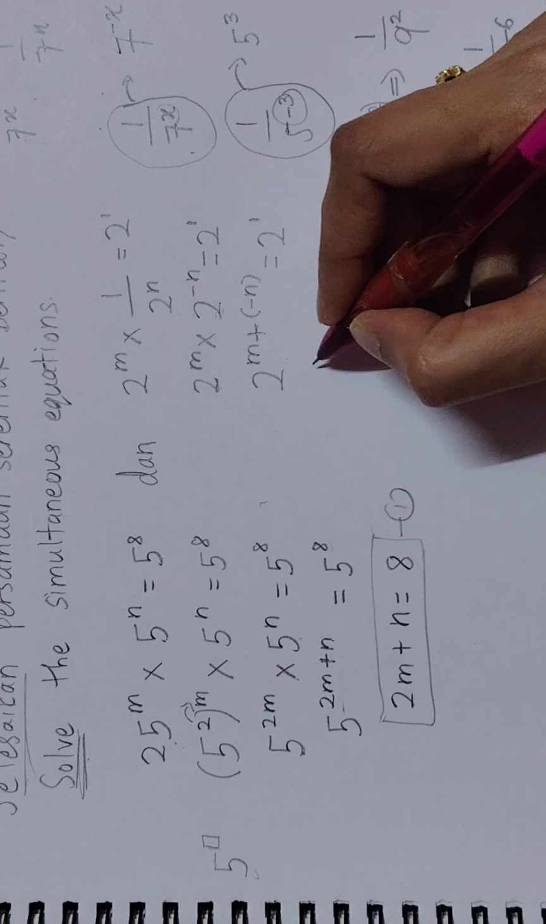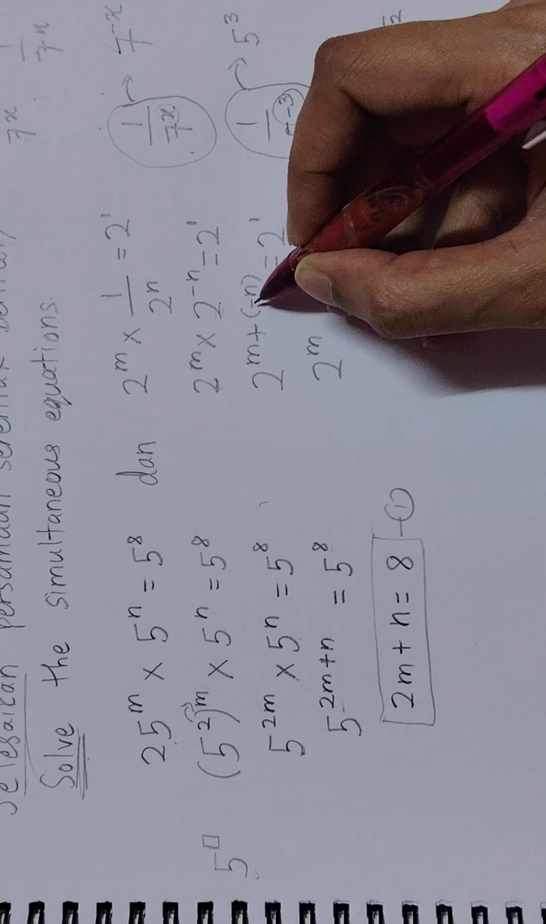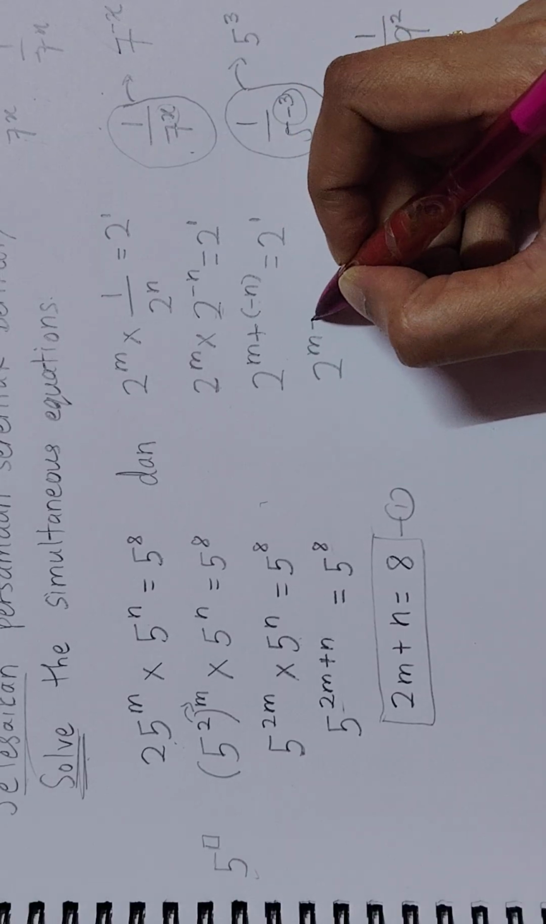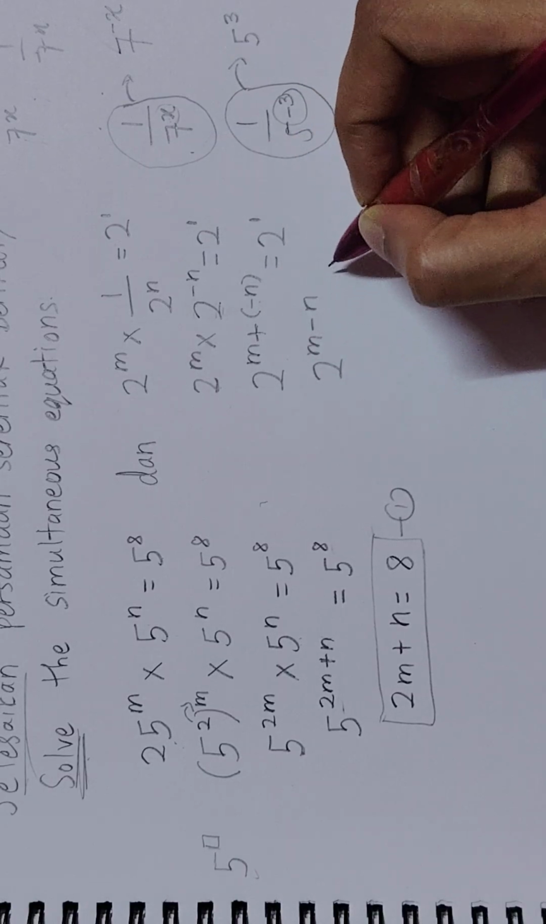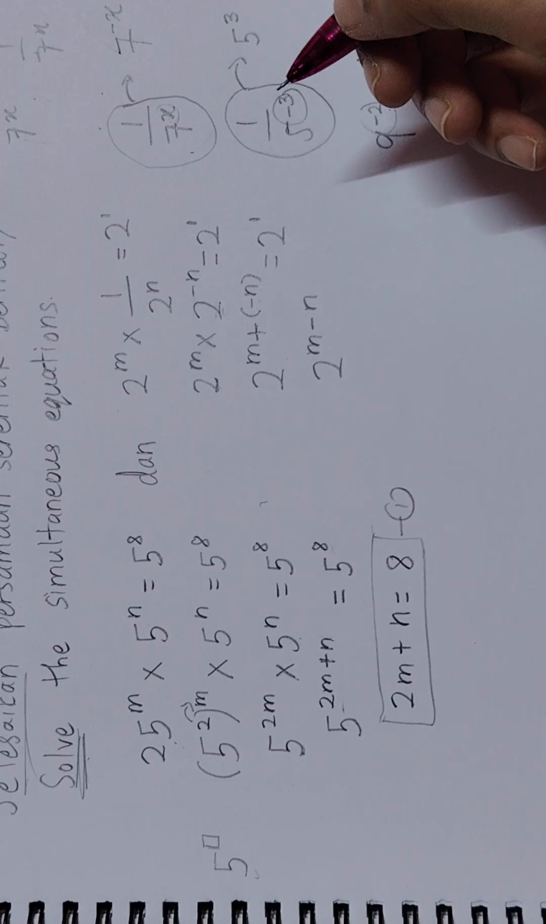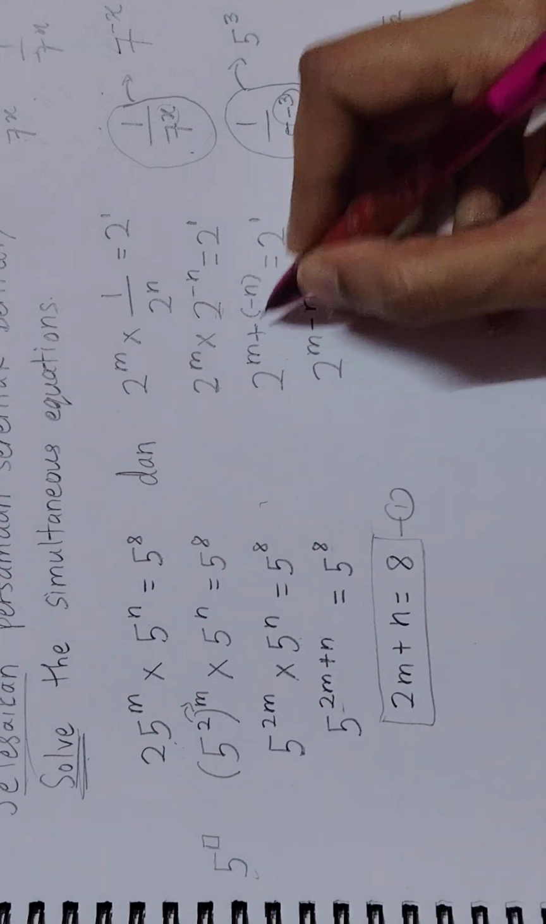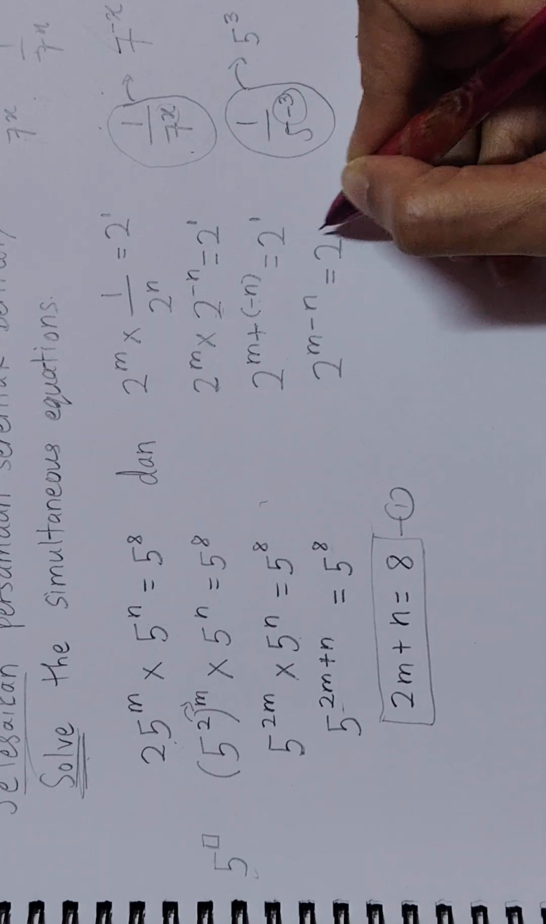Okay, and then your next step, 2m. Positive negative will become negative. M minus n. If you don't know this, remember sama tanda jadi tambah, tak sama tanda jadi tolak. Okay, 2m minus n equals 2 to the power of 1.